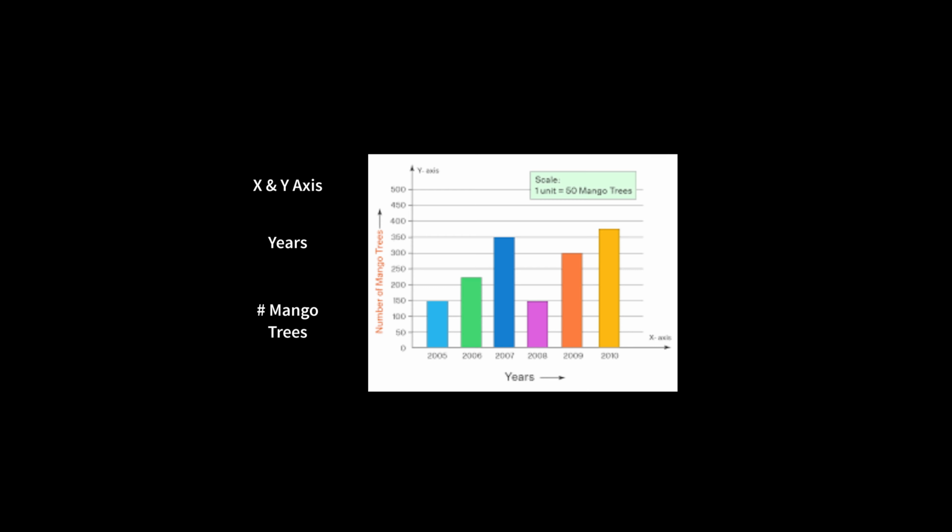Bar charts. The picture on the right is a bar chart. You'll see that there's bars, there's numbers on both sides, there's labels. Those labels are years and number of mango trees. The x-axis is the horizontal line, and you'll notice the years there. Most of the time the x-axis is going to be chronological, and then your incremental changes are on your y-axis. So years 2005, 6, 7, 8, and the number of mango trees.